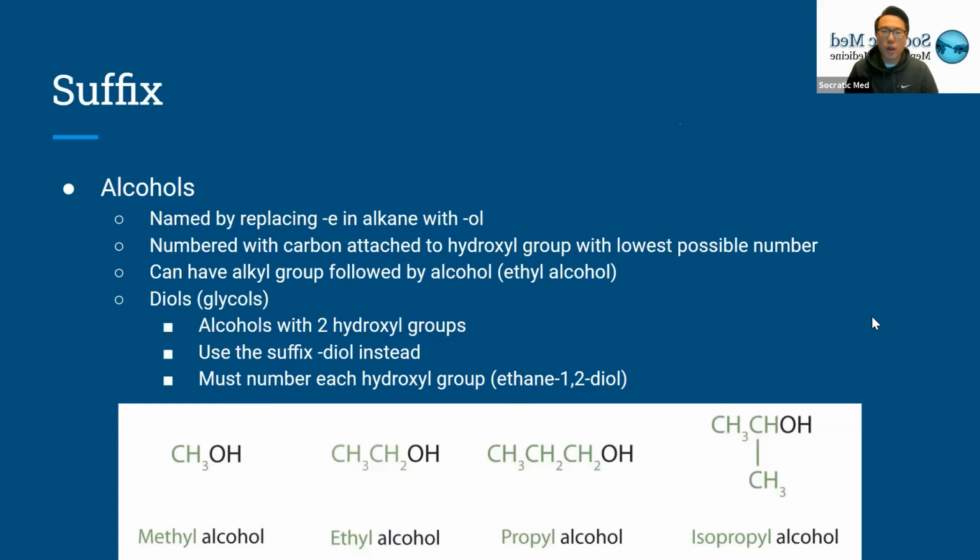And then you would number the carbon attached to the hydroxyl group with the lowest possible number. That's to signify that the alcohol group is the highest priority functional group. So you would assign it the lowest number possible.